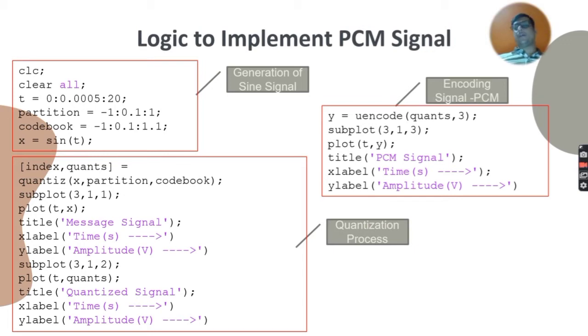We need to plot it with subplot 3 comma 1 comma 3, then plot the signal y, and that signal is called the PCM signal. Once this PCM signal is done, we have converted the analog signal into the PCM signal. Once this PCM signal is understood, then we can go for the generation and the detection.